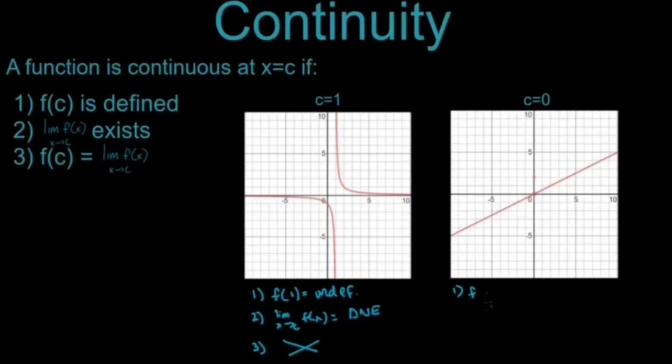First, is f of 0 defined? In this case, it is. There is a point plotted here for when x is equal to 0, and that point is at 2, so f of 0 is 2. Second, the limit as x approaches 0 of f of x. Does it exist? Yes, because from the left it approaches 0 and from the right it approaches 0, so the limit is 0. Lastly, is f of 0 equal to the limit as x approaches 0? In this case, they are not equal, because 2 and 0 are not equal. So there is a discontinuity at this point.